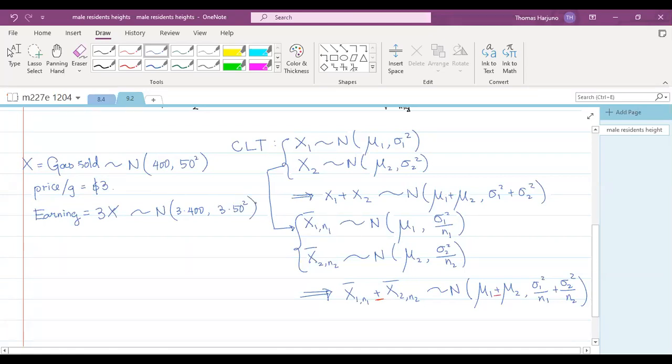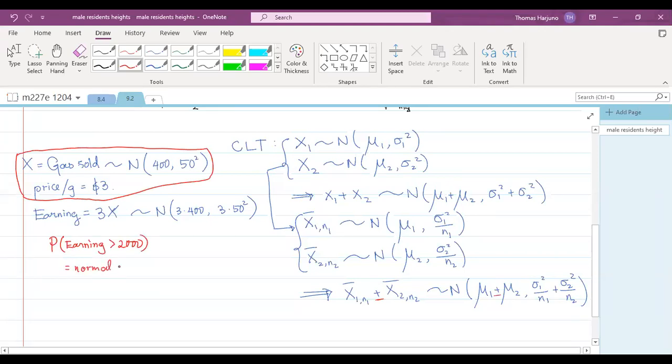That's it. So basically, if you know the amount of gas sold and the fixed price per gallon for gas, then I can compute, for example, the probability that today's earning is more than $2,000. Then that will be the normal CDF from $2,000 to E99. The mean is 3 times 400, which is 1,200, and the standard deviation will be 50 times the square root of 3.